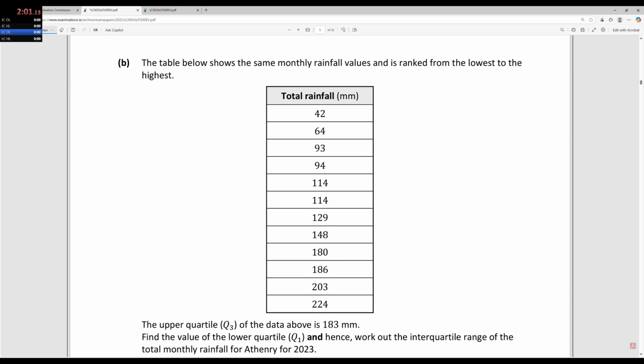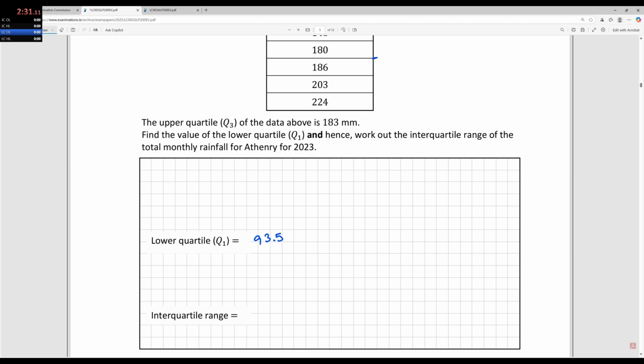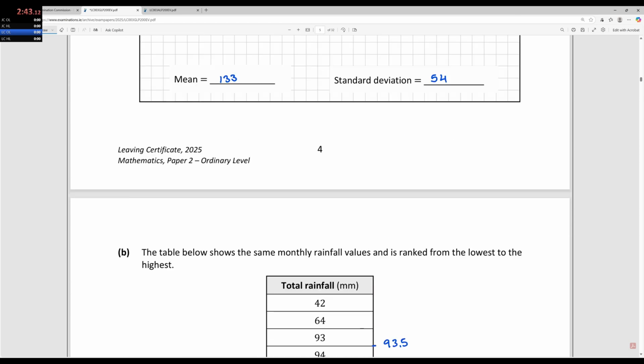Table below shows the monthly values ranked from lowest to highest. The upper quartile of the data is 183. Find the value of the lower quartile and hence work out the interquartile range. So there's 12 months, so 3, 6, so that should be where the median is. And then they said the upper quartile is in between here and here. So for us, the lower quartile is in between here and here, so it's going to be 93.5. I guess I should put that here, 93.5. And then the interquartile range is just minus them. So that would be 89.5, I think.